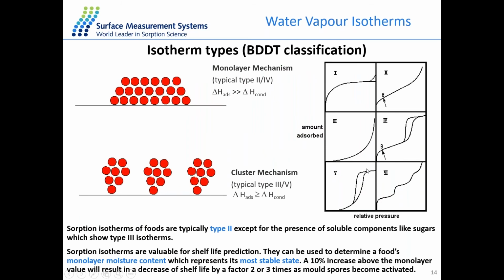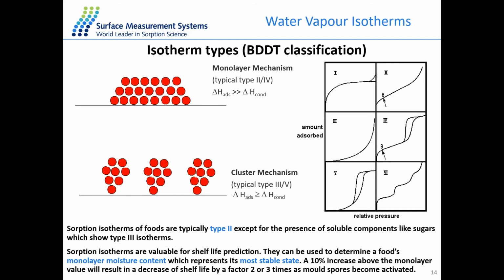And the same for the water or some other organic vapor isotherms. From the classification, we can get 6 types of isotherm. The type 1 isotherm is typical for some microporous material, and the type 2 and type 4 isotherms are typical for food material, where the water molecule will first form a monolayer on the surface and then form multiple layers on top of the monolayer.